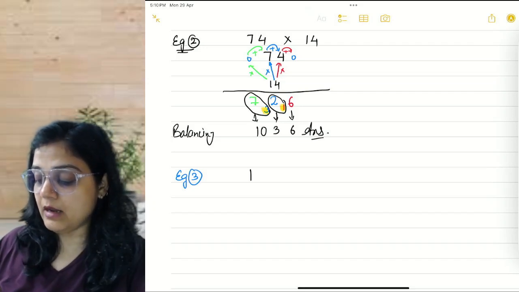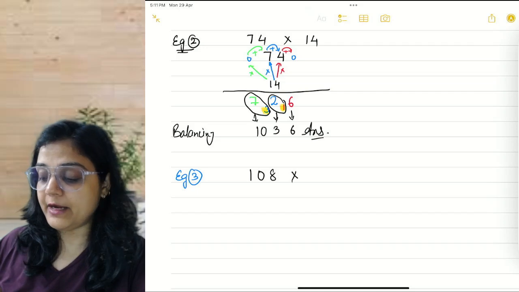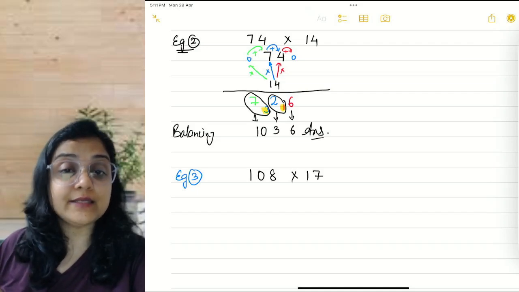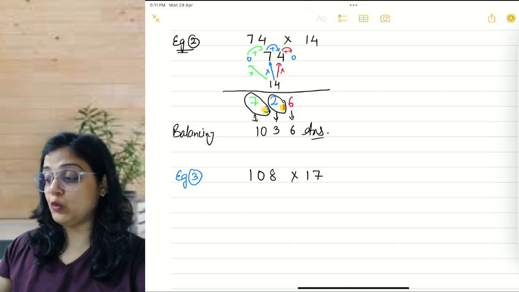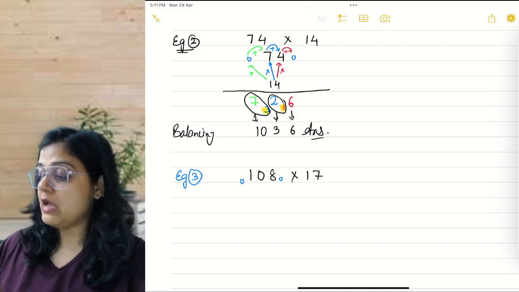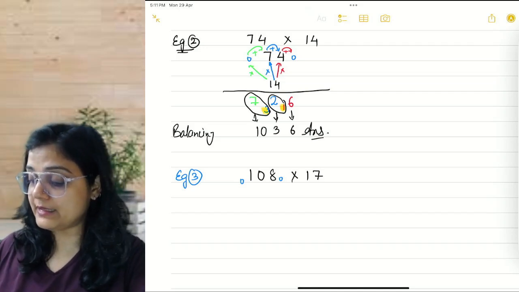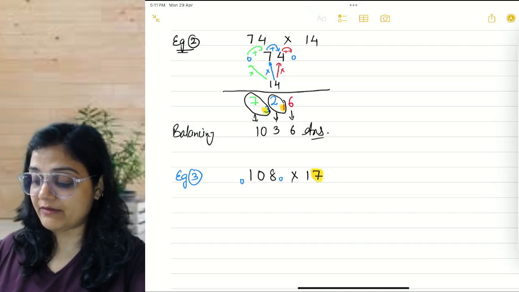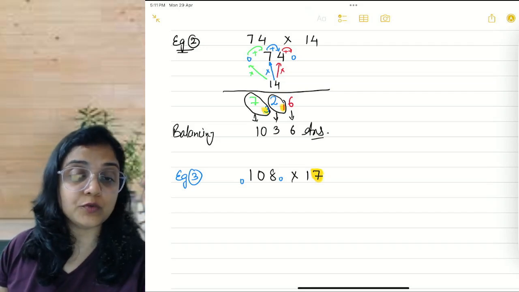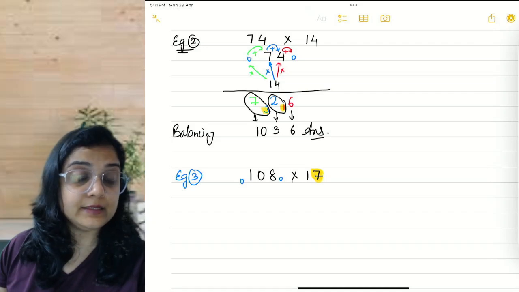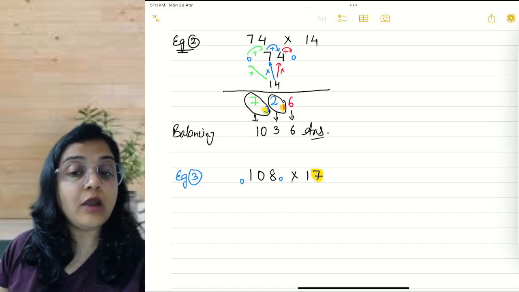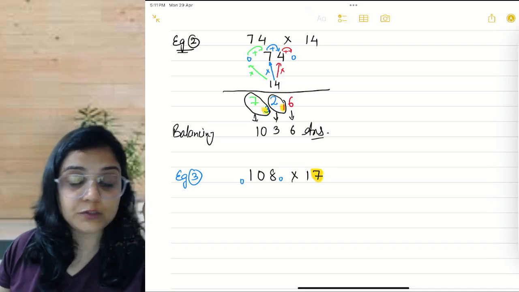Suppose I have 108 multiplied by 17 this time. Let us try to reduce these steps now. I'm just imagining zeros and I'm highlighting this 7. I have to multiply everything with 7. So now I am not writing them in a column. I am not putting those arrows. I'm just highlighting this 7 so that you remember that everything you have to do in this question is with respect to 7.